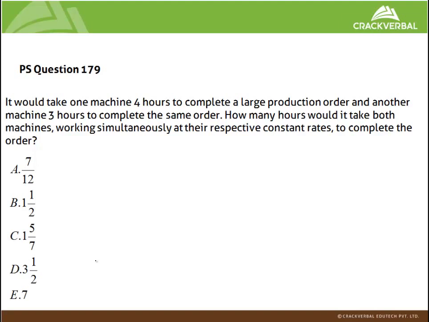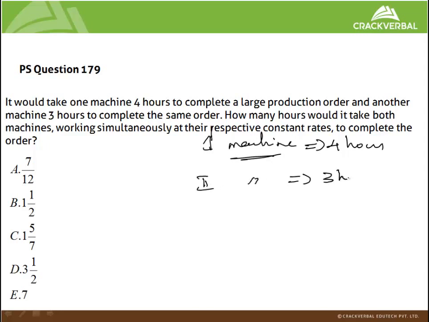The question says, it will take one machine 4 hours to complete a large production order. So, one machine to complete the large production order will take 4 hours. And another machine, the second machine, will take only 3 hours to complete the same order. How many hours would it take both machines working simultaneously at their respective constant rates to complete the order? So both working together, how long will they take?